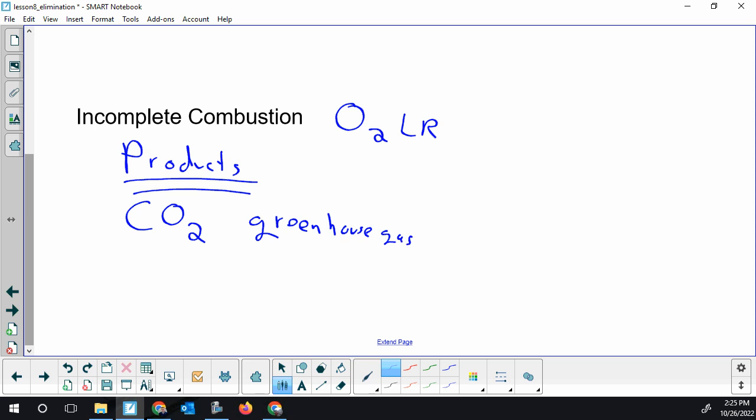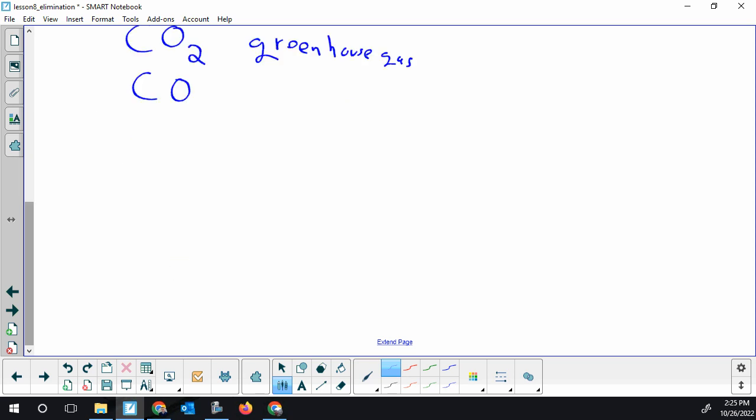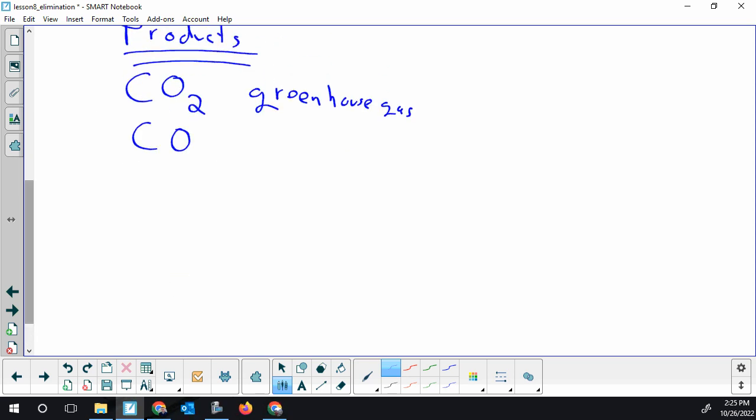Because oxygen is a limiting reagent, you'll also get some carbon that only gets 1 O, carbon monoxide, which is a toxic gas. You can't see it, you can't taste it, you can't smell it, but it binds to hemoglobin in your blood and never unbinds, and you suffocate to death. And hopefully you have a working carbon monoxide detector in your house, particularly close to your furnace. Okay.